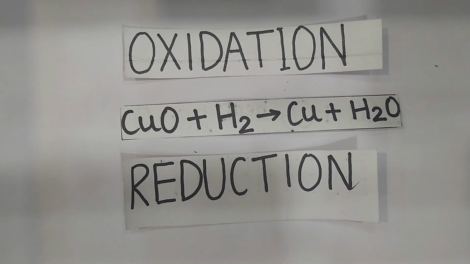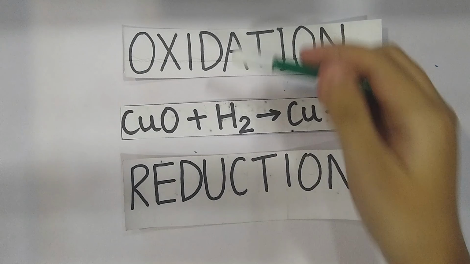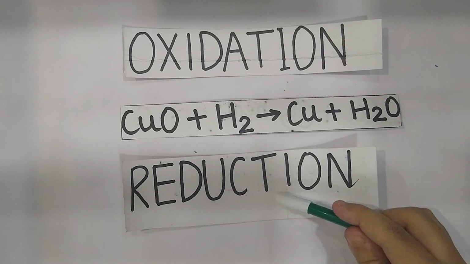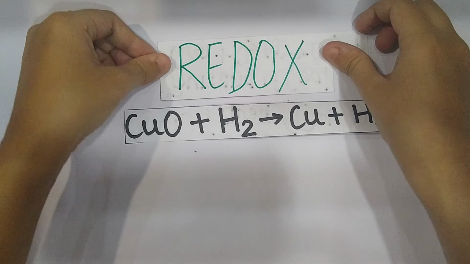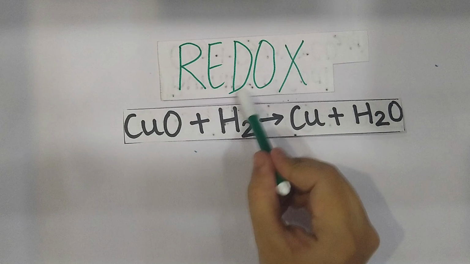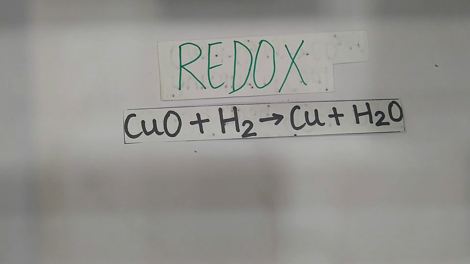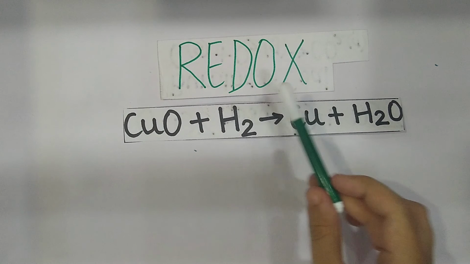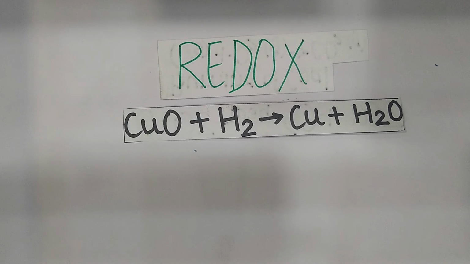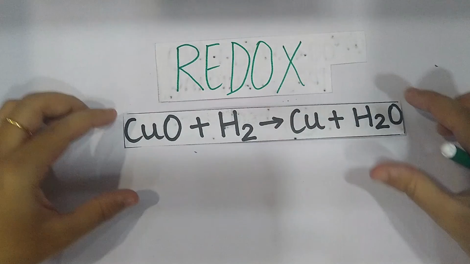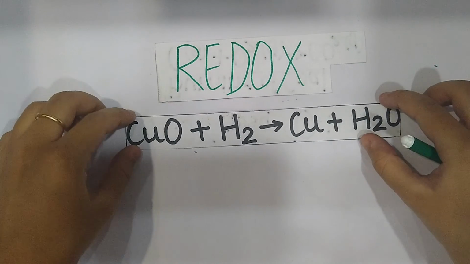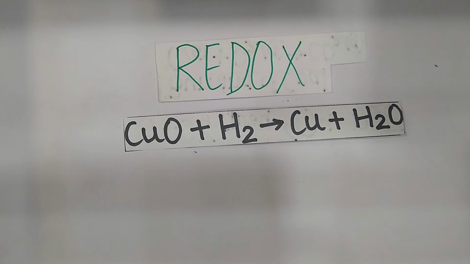So when you see a reaction where both oxidation as well as reduction takes place, then we call that reaction a redox reaction. Red stands for reduction, and Ox stands for oxidation. So it becomes a reduction oxidation reaction. So this whole reaction is a reduction plus an oxidation reaction.